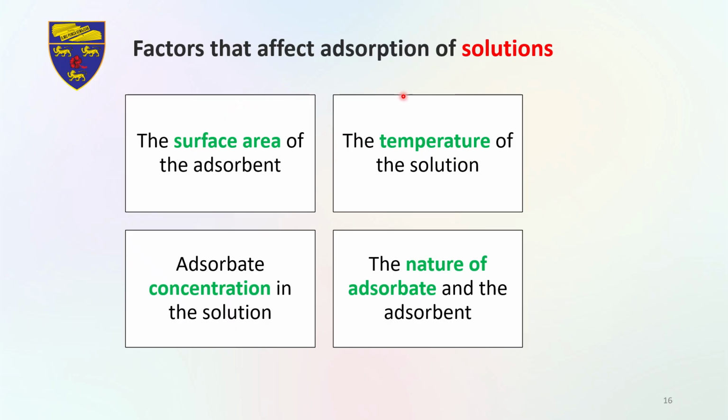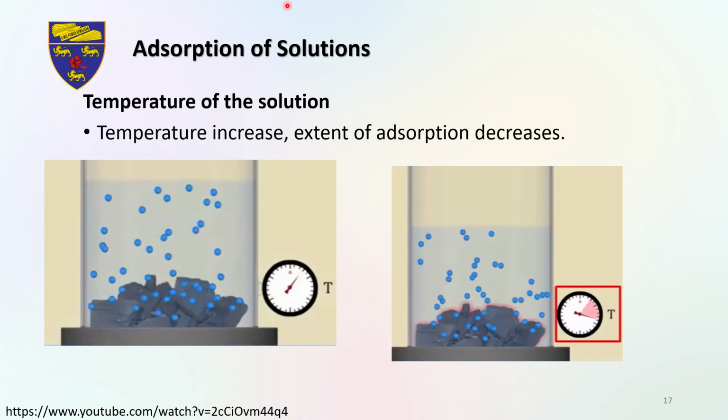Factors that affect adsorption from solution. There are four main factors that affect the adsorption from solution, which are the surface area of the adsorbent, the temperature of the solution, the adsorbate concentration in the solution, and lastly, the nature of the adsorbate and also the adsorbent. The temperature of the solution. Just like with the gases, an increase in temperature leads to a decrease in the extent of adsorption in solution.